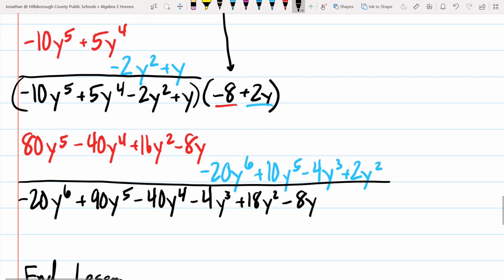So now I'm going to combine my like terms. Actually, it looks like I already did, so let me double check my work. Always double check your work. Mistakes are always possible, especially if you're going too quickly.